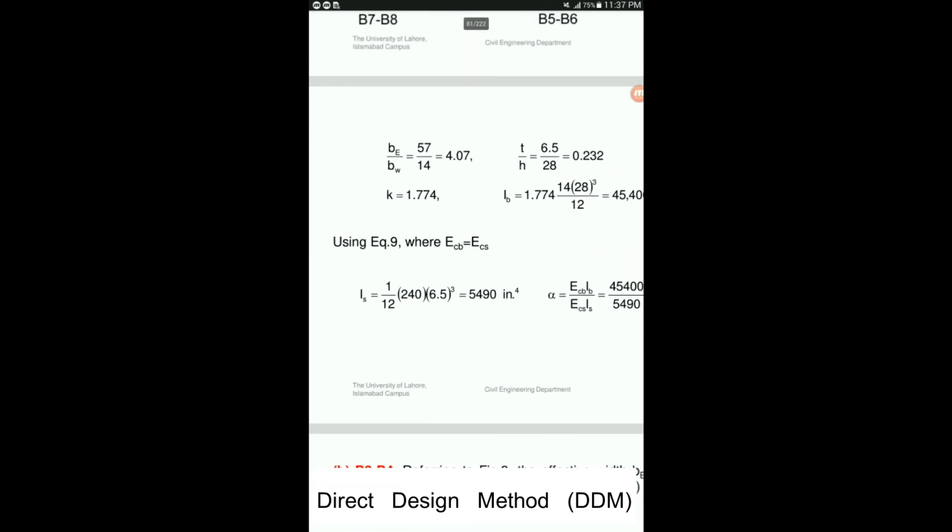Coming back to here. The moment of inertia for slab is now equal to 1 by 12 B into H cubed, where this B is basically coming from 20 feet, because the width was 20 multiplied by 12. So you multiply these two, you will get 240, and 6.5 inch is the slab thickness. So this is the moment of inertia for slab.